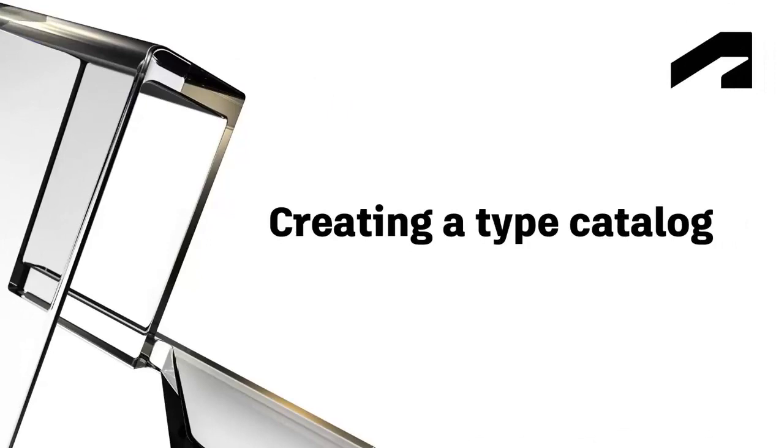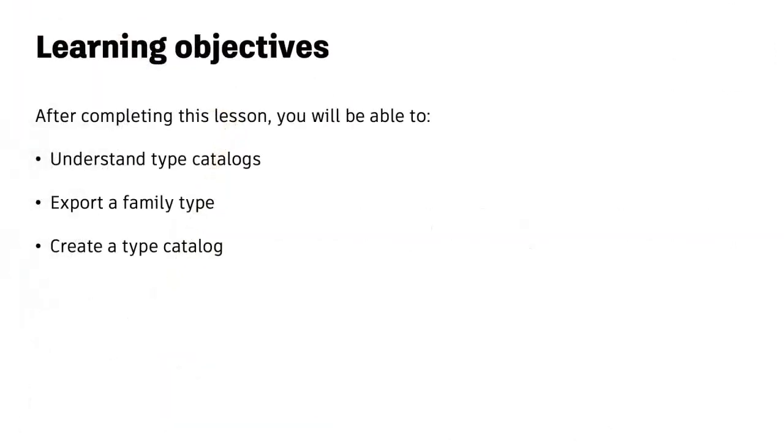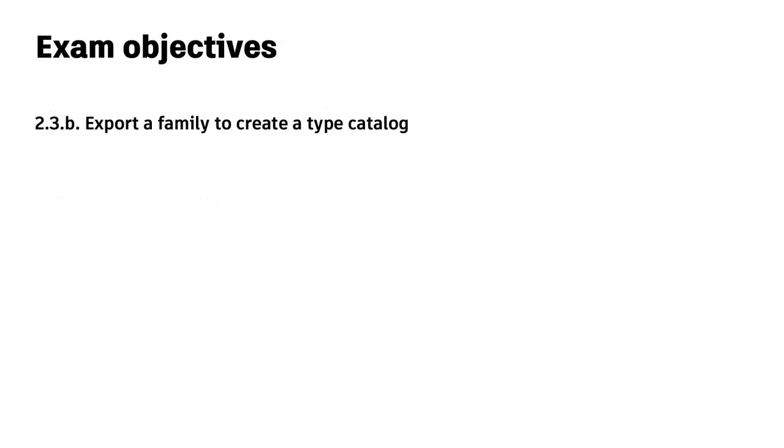After completing this lesson, you will be able to understand type catalogs, export a family type, and create a type catalog. The objective domains covered are 2.3b, export a family to create a type catalog.